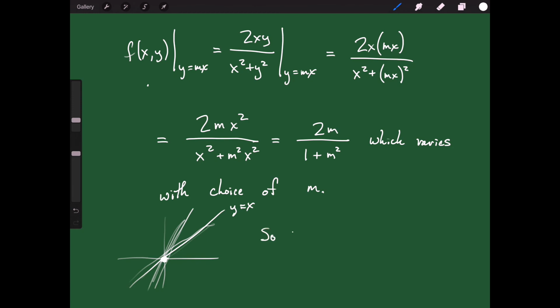So the function is not continuous at 0, 0. Functional values exist for all these points, but the functional values vary, and they vary very close to the origin as well, so they're not getting close to 0, and that's basically what we needed.